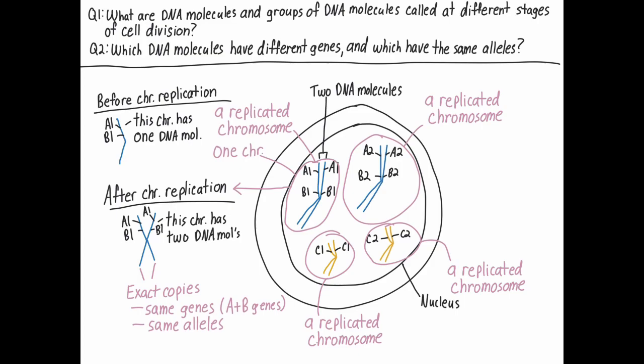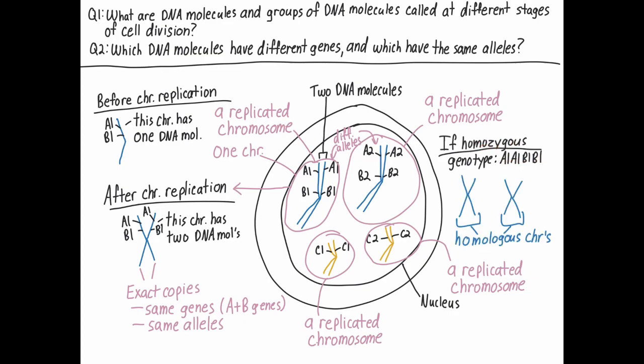Both of our newly replicated homologous chromosome 1s have the same genes, here the A gene and the B gene, but they don't necessarily have the same alleles of those genes. This chromosome 1 has the A1 and B1 alleles, while this one has the A2 and B2 alleles. Of course, if this organism was homozygous for the A and B genes, then the homologous chromosomes would have the same alleles of these genes. So homologous chromosomes can have different alleles of a gene, but only if the organism is heterozygous for that gene.